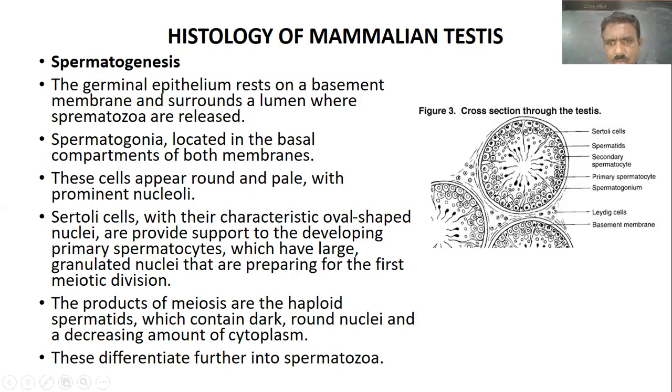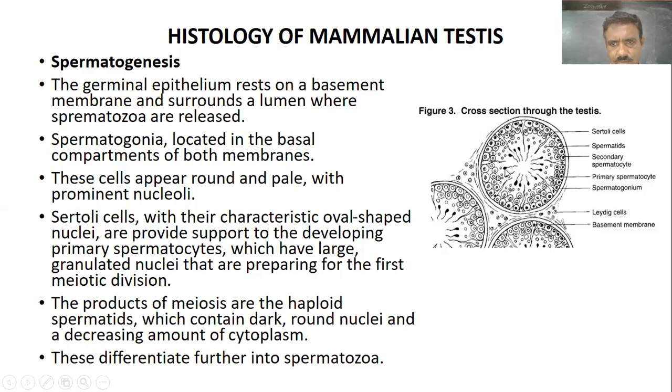The germinal epithelium rests on the basement membrane and surrounds the lumen where spermatozoa are released. The spermatogonia are located in the basement membrane. These cells appear round and pale in color with prominent nucleoli.